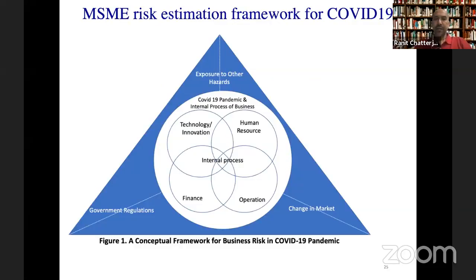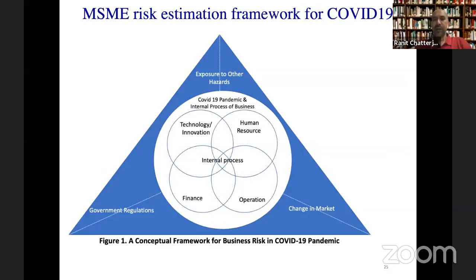This is from another MSME risk estimation framework, which we are currently working on. This is what we say is an MSME as an organization would have their internal risk, which is a component of technology, innovation, human resource, finance, and operation. So these are the internal processes that a business would have. And then there would also be exposure to government regulations. As I already said, government regulations actually might expose certain businesses to higher risk.